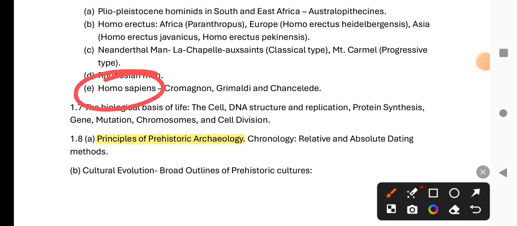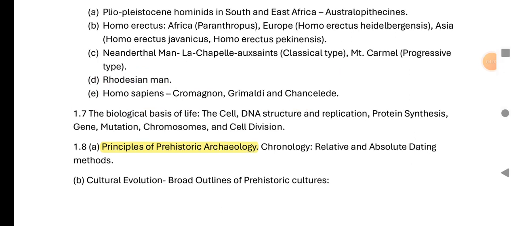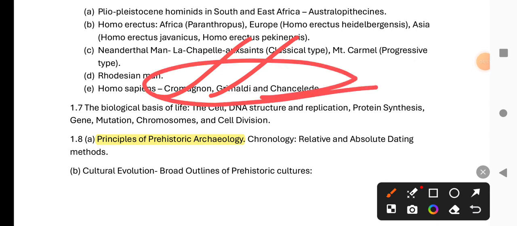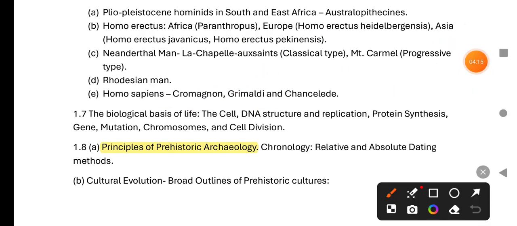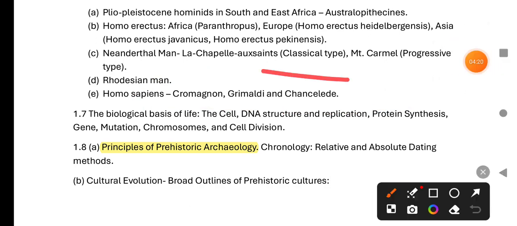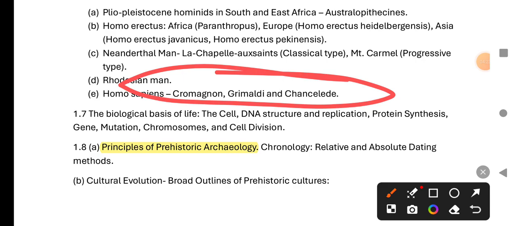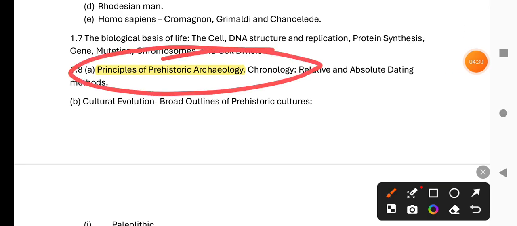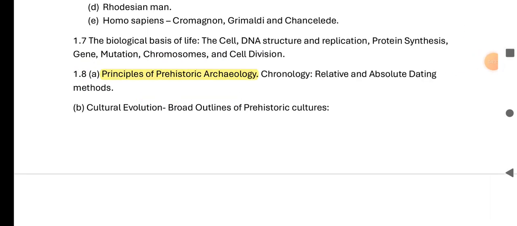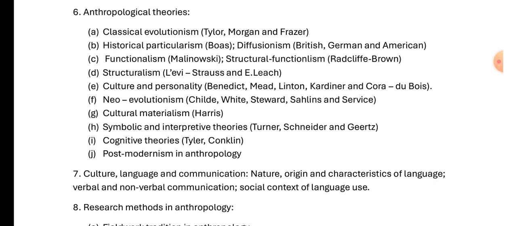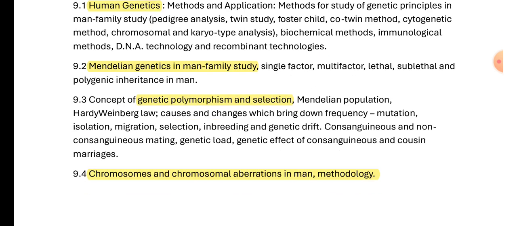And then Homo sapiens. That means there are three types of Homo sapiens, such as Cro-Magnon, Grimaldi and Chancelade, and the various characteristic features of these three Homo sapiens types. Okay, and next we will study prehistoric archaeology in the archaeological lecture.